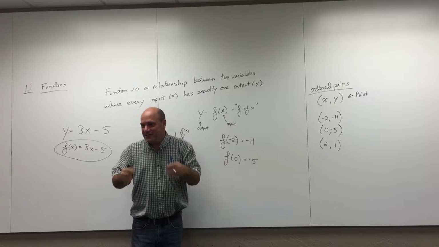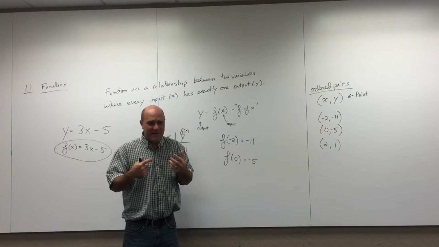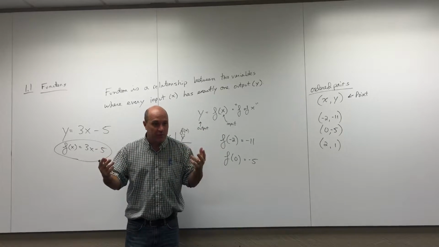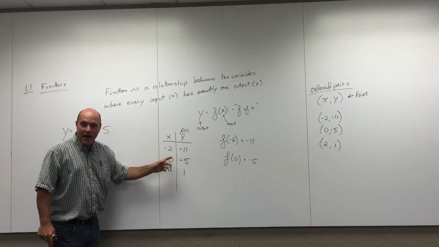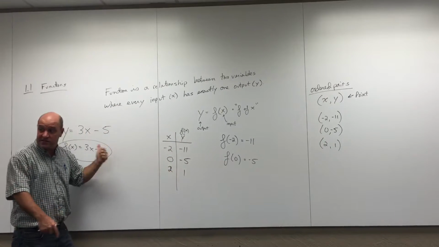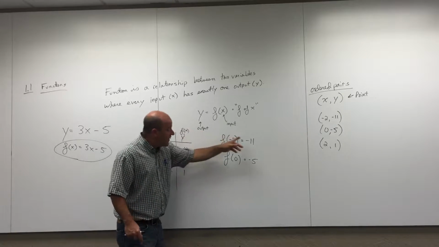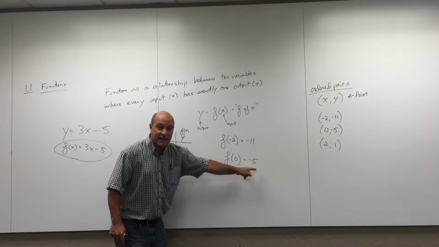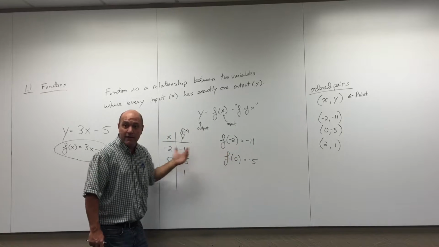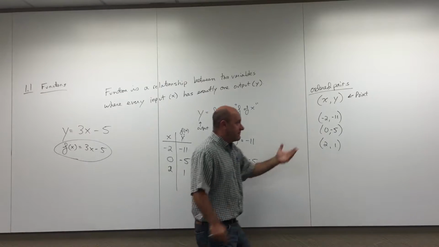So this is kind of funny. This is very simple stuff, but I've got three ways to write this very simple stuff. Here it is in chart form, x's and y's, data that fits this equation. Here it is in function notation form, but this is still an x and a y. I'd like you to know how to read that, right? And here it is again, an x and a y.